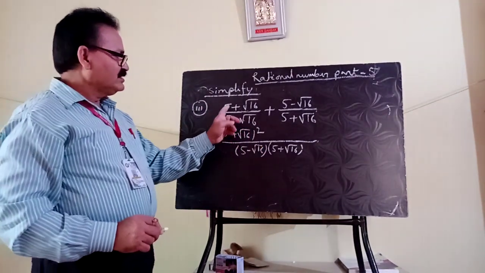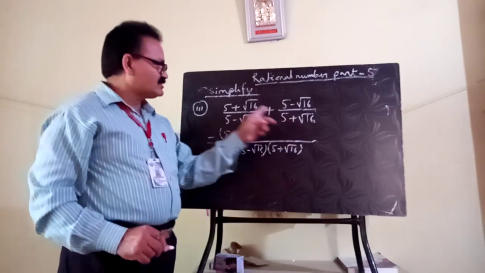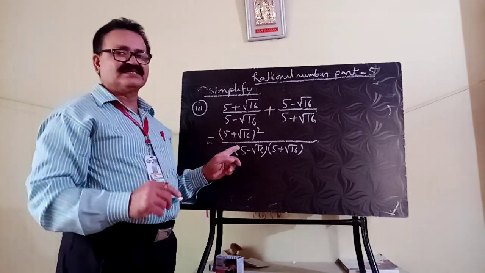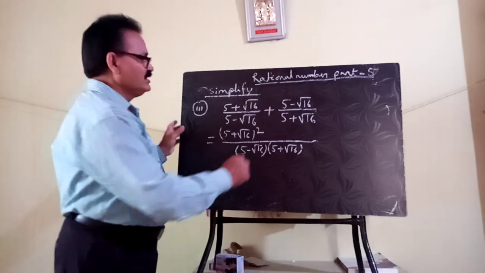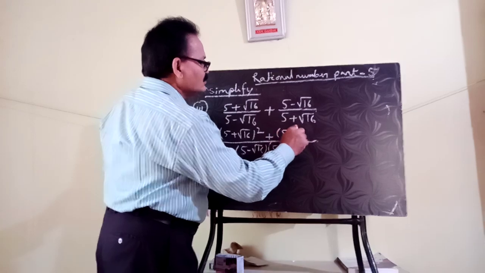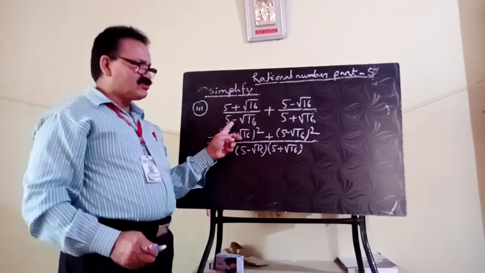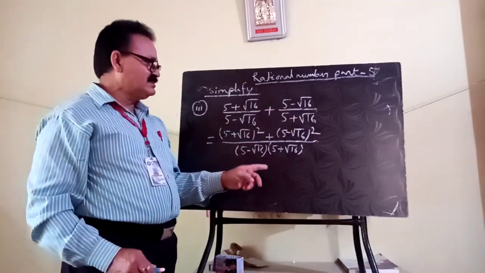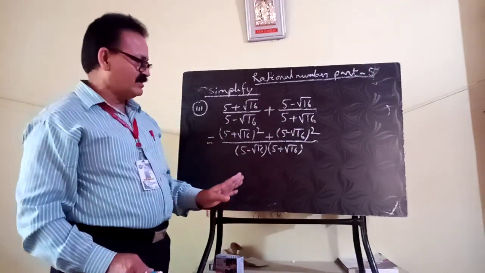You will get the same, this part will become the quotient. This quotient will be multiplied with the numerator. So 5 plus root 16 into 5 plus root 16 will become 5 plus root 16 whole square. You have to put the plus sign, then again 5 minus root 16 whole square. When you divide by this, you will get the quotient as this. So this much will also multiply with 5 minus root 16 and 5 minus root 16, so it will be 5 minus root 16 whole square.